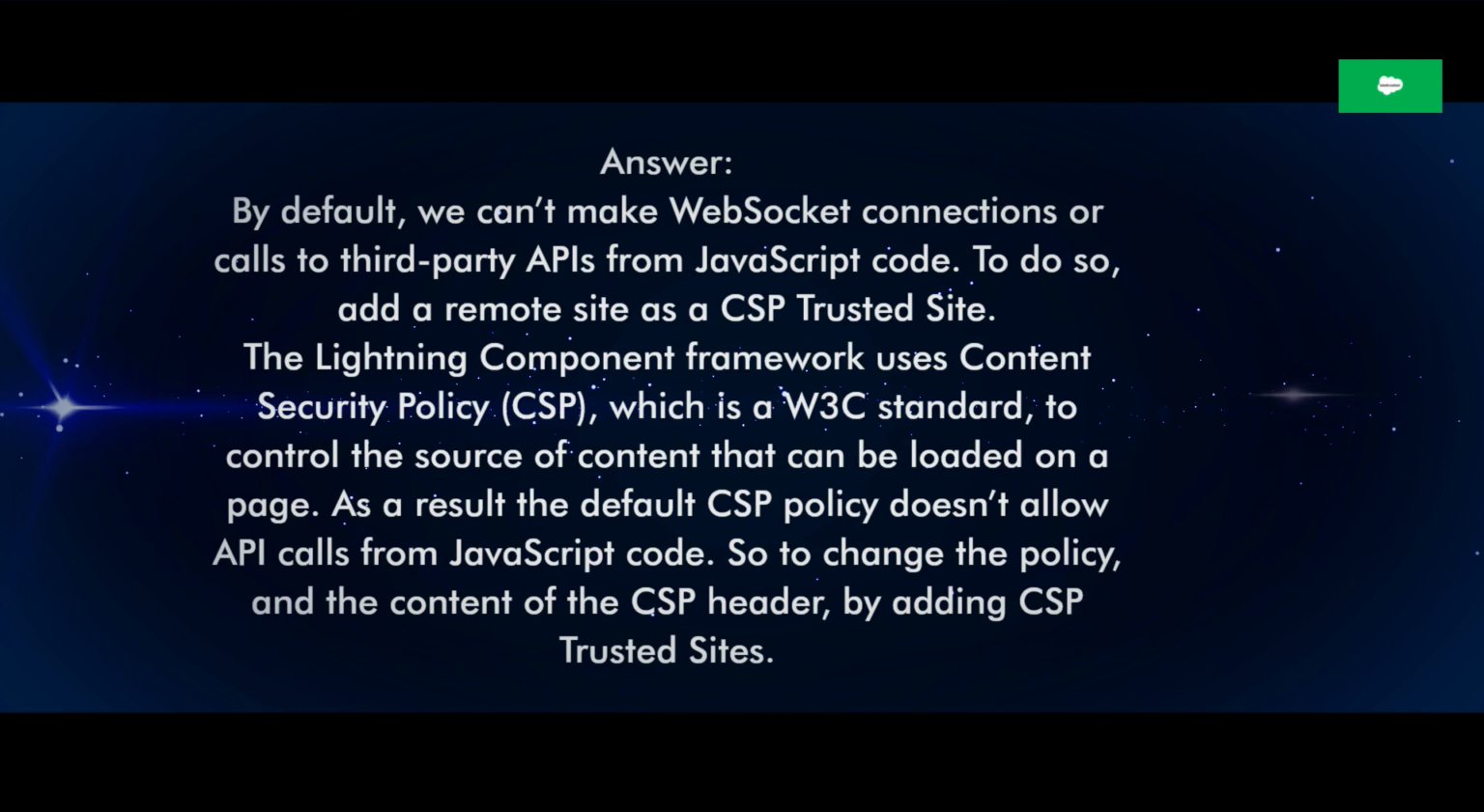The Lightning Component Framework uses Content Security Policy, CSP, which is a W3C standard, to control the source of content that can be loaded on a page. As a result, the default CSP policy doesn't allow API calls from JavaScript code. So to change the policy and the content of the CSP header, add CSP trusted sites.